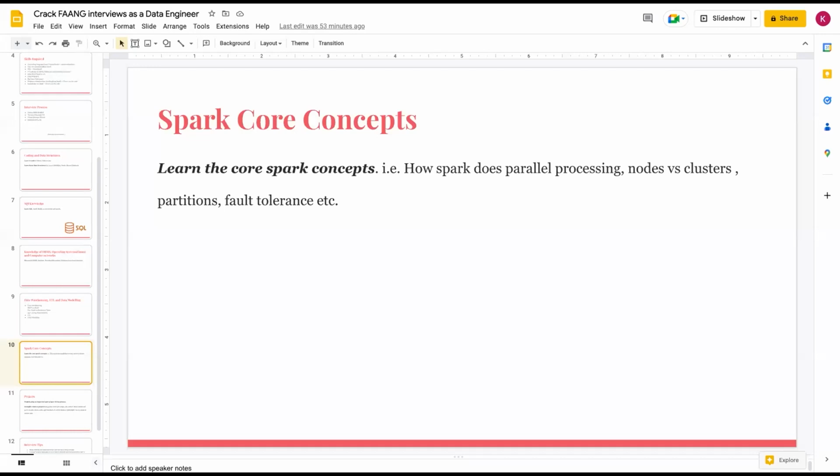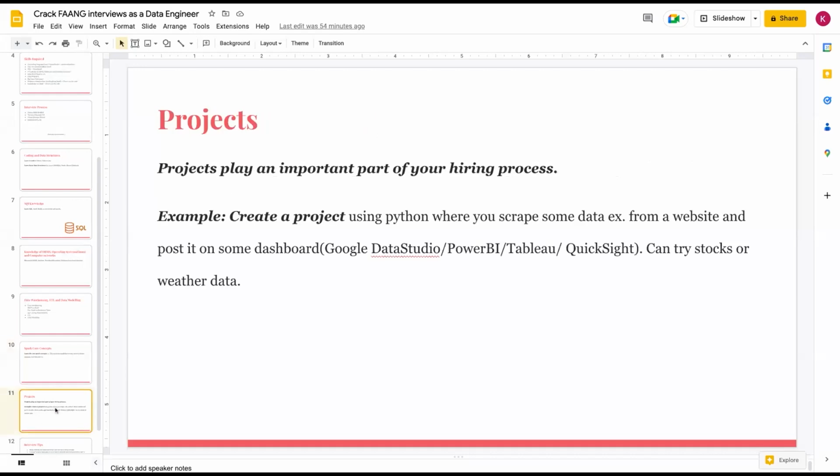Under this, there will be questions like what is the master-slave concept, what is parallel processing, what are nodes and clusters, what is partitioning and repartitioning. So the very, very basic questions, right? You can just type on Google what are the Spark basics. There is very good official documentation by Spark as well. You can go through that, and you'll get very good hands-on experience when you go through the official Spark documentation, right?